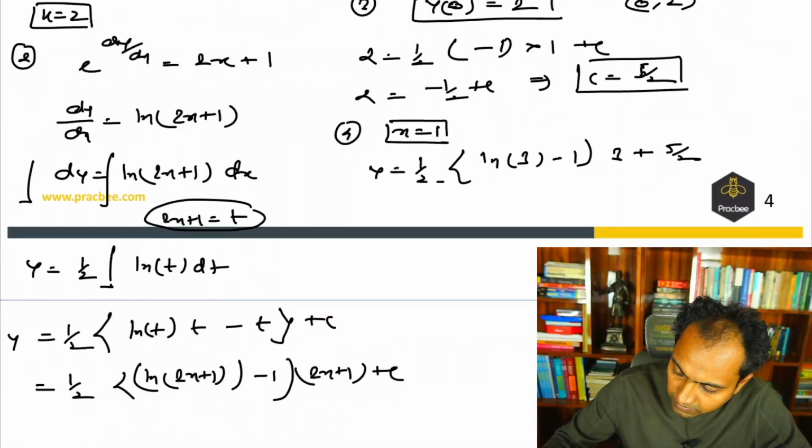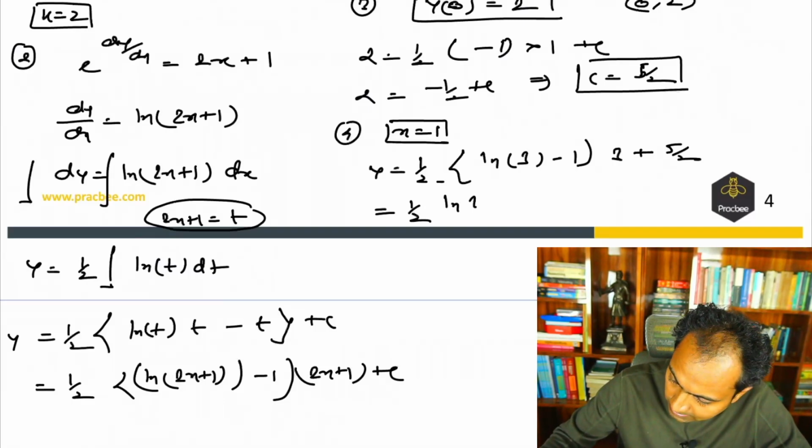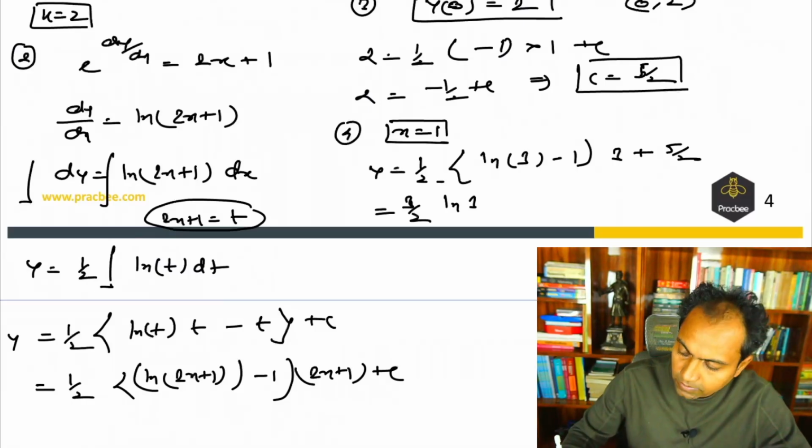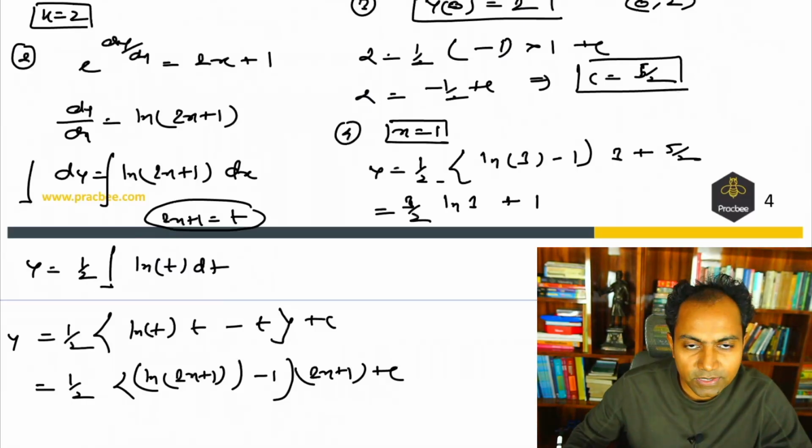Let us simplify it further and write the final answer. So becomes 1 by 2 ln 3. This will be 3 by 2. And then if I subtract, this is minus 3 by 2. So minus 3 by 2 plus 5 by 2 will become 1. So this is the value of y that we are getting.